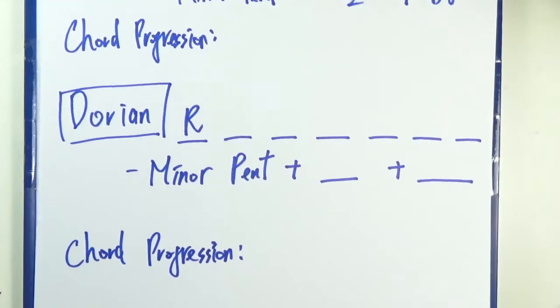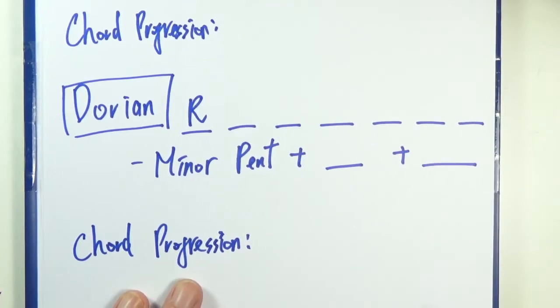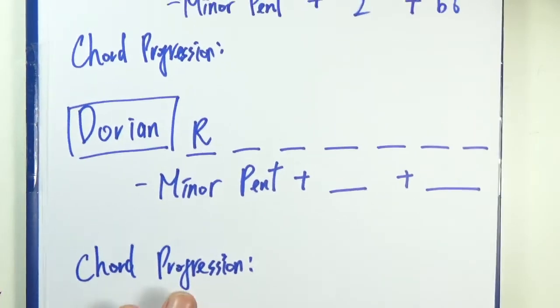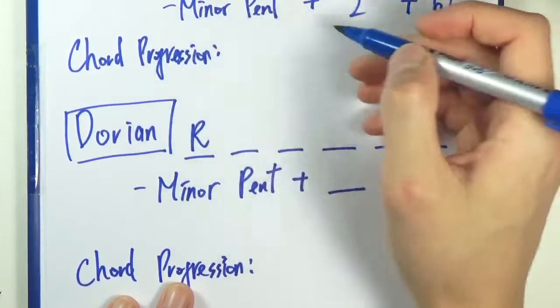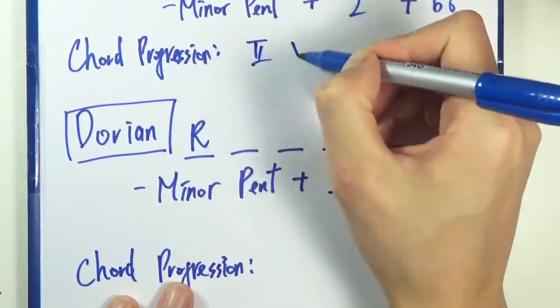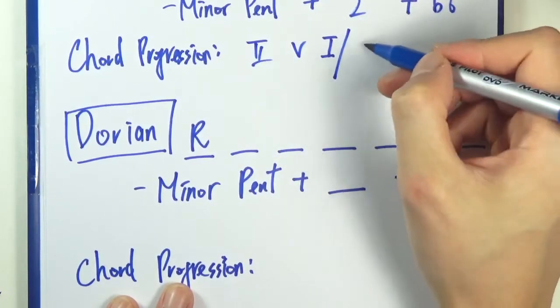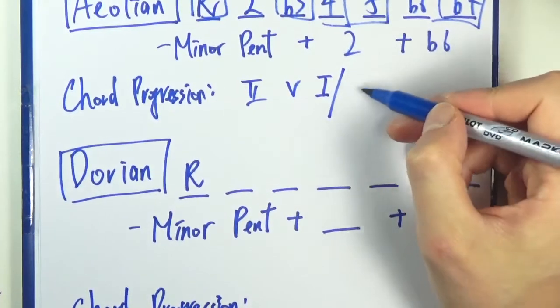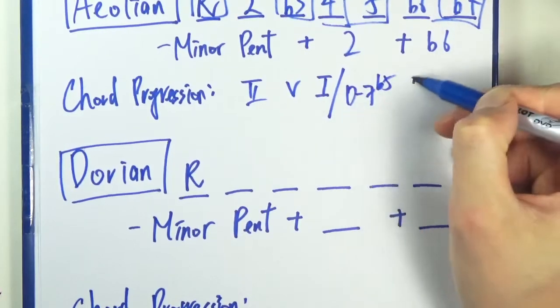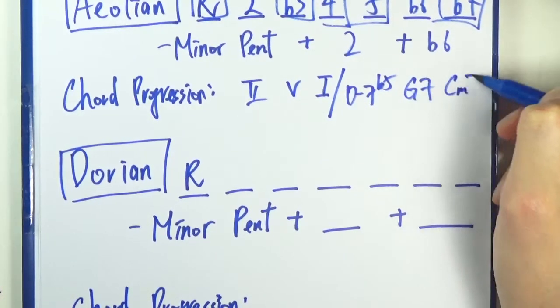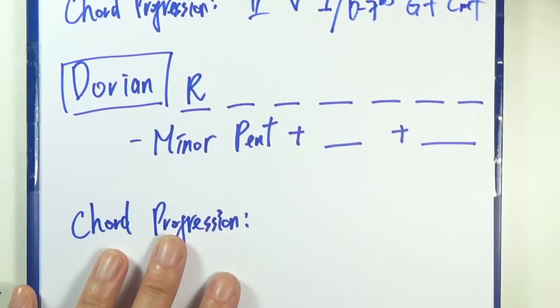Okay, Dorian. Dorian is again a minor sounding mode. Sorry, I skipped the chord progression here. So again, a minor 2-5-1 would do. So for example, C minor: that would be D minor 7 flat 5, G7, and then a C minor 7. Okay, Dorian scale.